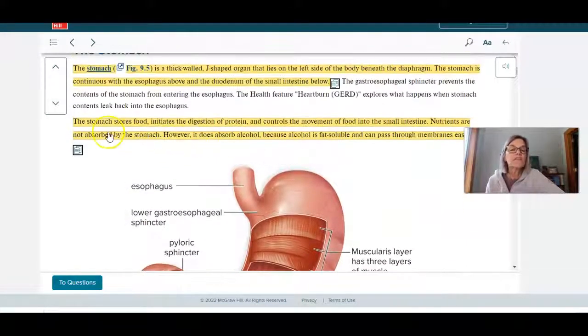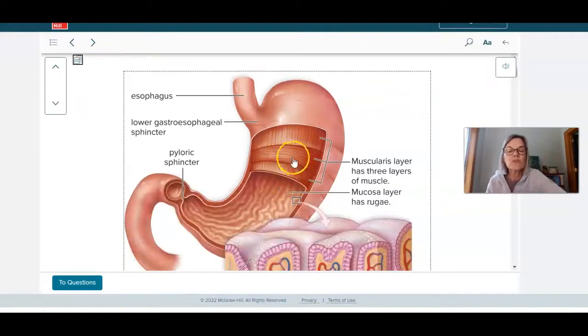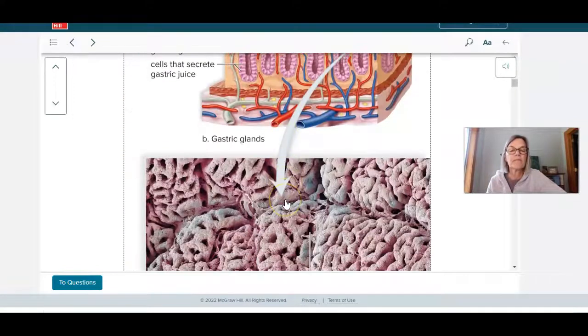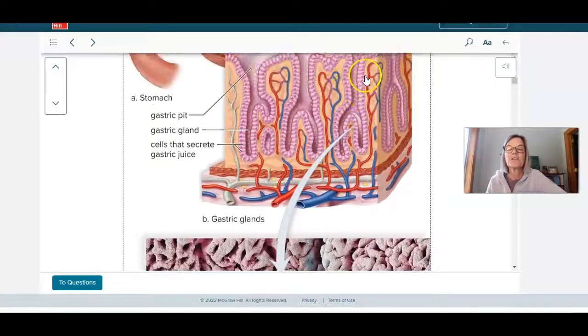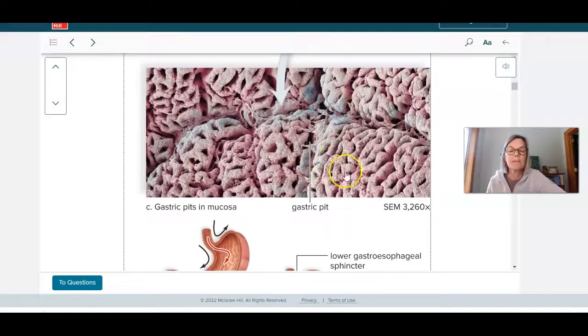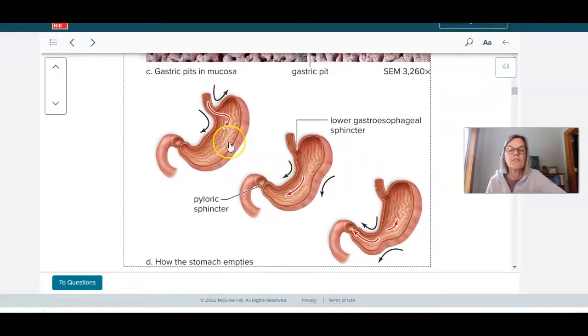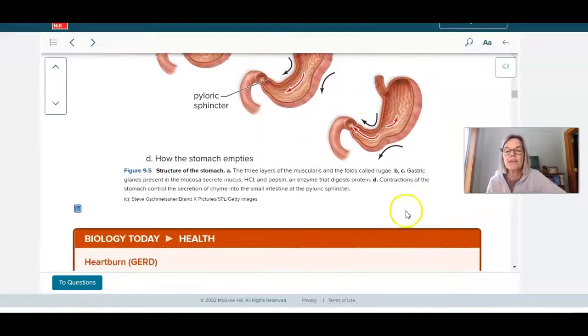But the main thing the stomach is doing is that it stores food. You can't digest everything all at once. It makes sense to digest a little bit at a time. And so the stomach is going to store the food and then release units of it into the small intestine over time for digestion. These are kind of cool pictures showing you the inside surface of the stomach. And here's showing you some peristaltic contractions of how the food is pushed down and out of the stomach.